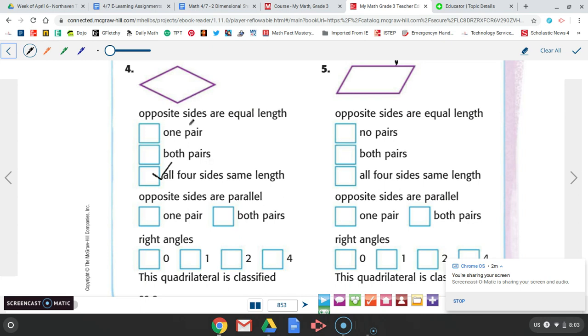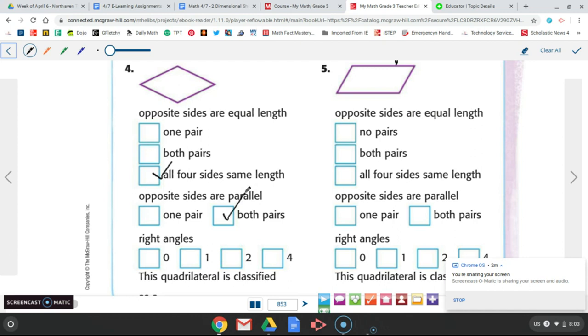Now, are opposite sides parallel? So this one, if we kept stretching it, it looks like it's leaned the exact same way as the other one. So that means this side and this side will never touch. So those are parallel. And it's the same with these. This side and this side, if you kept stretching them, since they're leaning kind of the same way, they will never touch either. So that means both pairs are parallel.